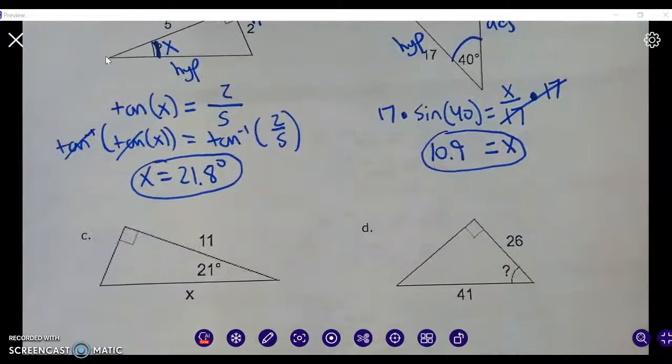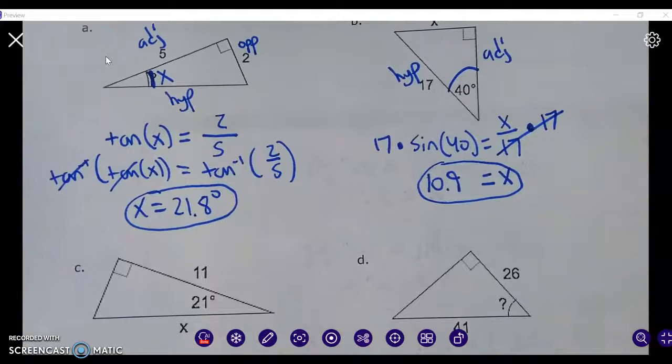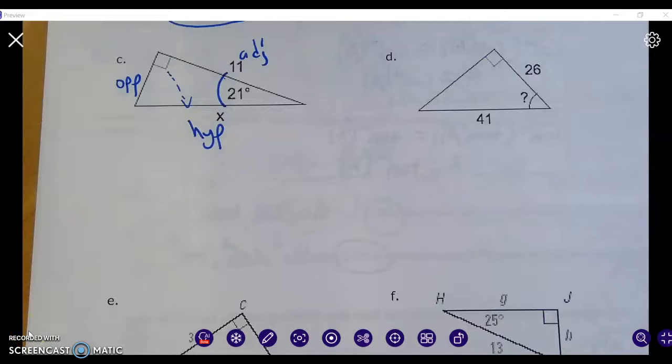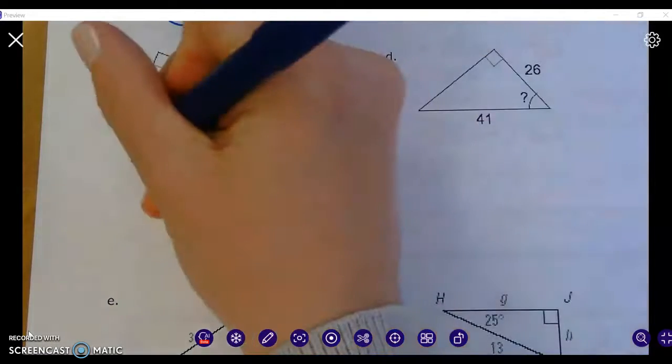Okay, what questions do you guys have about that? Why don't we try out the next two problems ourselves? We will do the last two together, but please try out C and D. On C, you should be using cosine. What about D? D is also cosine.